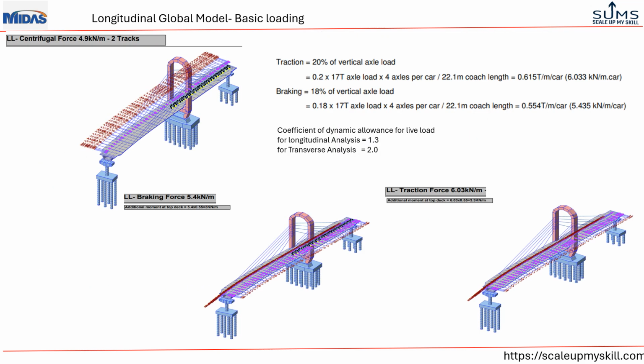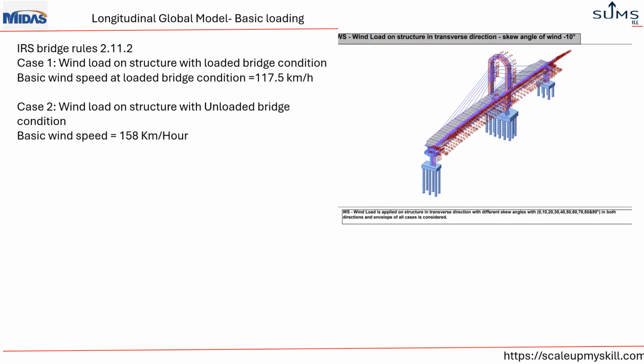Centrifugal forces are applied for one track and two tracks based on different critical conditions. Braking and traction are also applied as per the IRS code. The traction is 20% of the vertical axle load, and the braking is 18% of the vertical axle load. The dynamic allowance factor for live load in longitudinal analysis considered is 1.3, and for transverse analysis it is considered 2.0. For wind load calculation, IRS bridge rules 2.11.2 is followed.